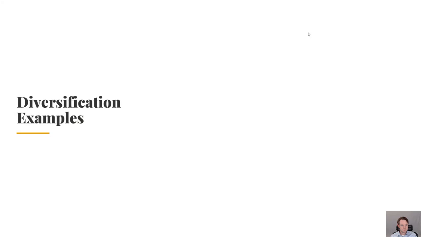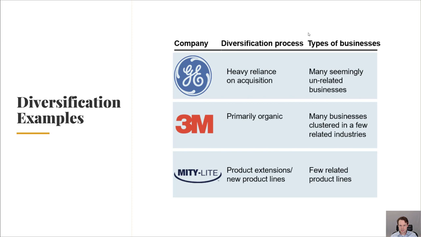Some examples of diversification: GE, which tends to acquire firms to diversify, is in many seemingly unrelated businesses. Their focus is to be the number one or number two in the industry or get out, but they don't seem to care what that industry is. 3M has grown primarily organically and has many businesses clustered in a few related industries. Even farther down the spectrum, Mylight has many product extensions and product lines, but they're basically all clustered in the same industry.